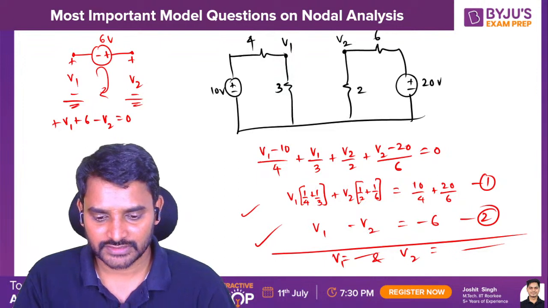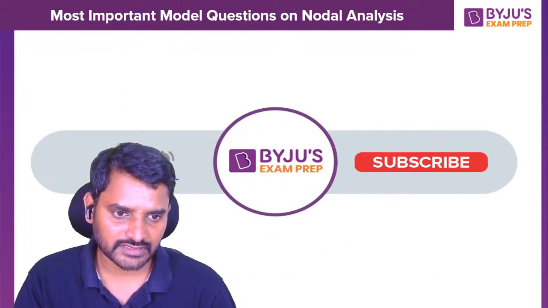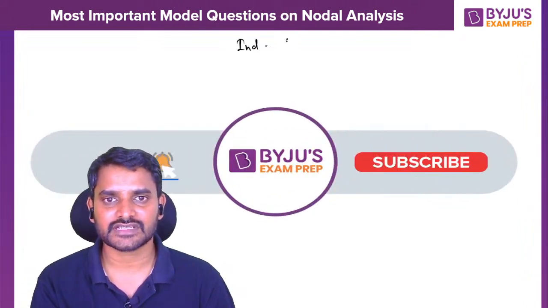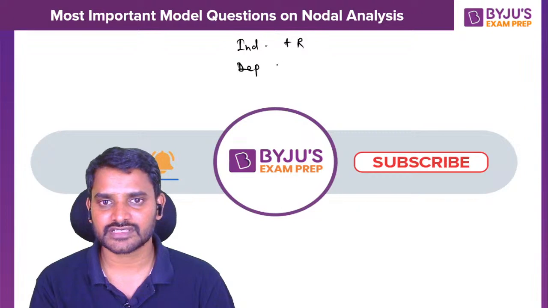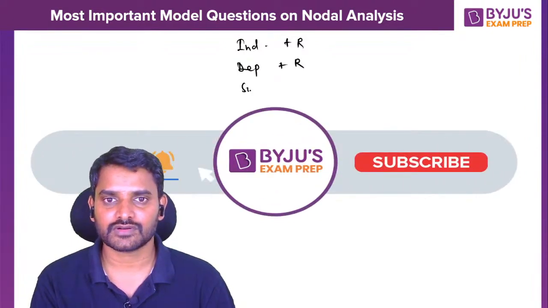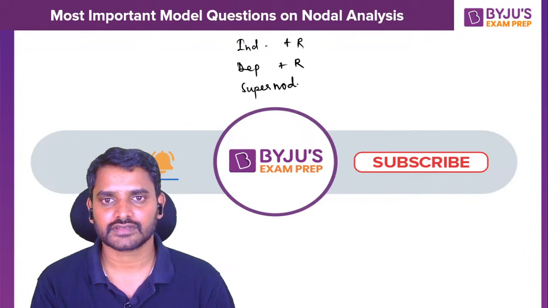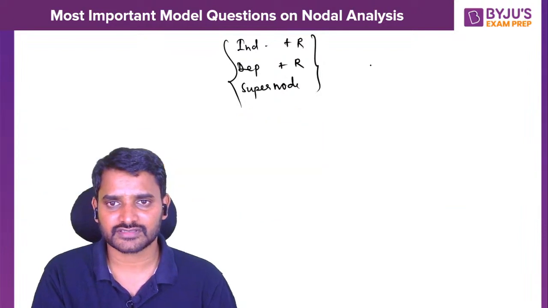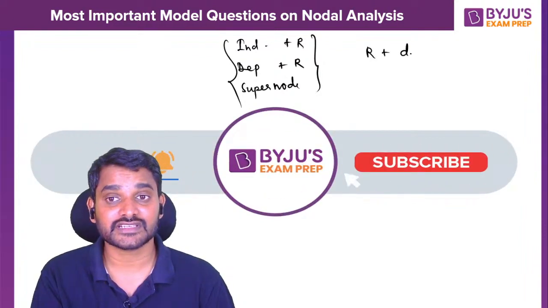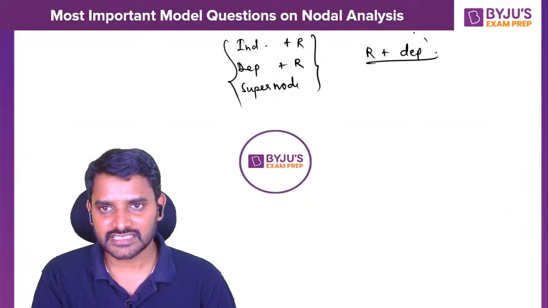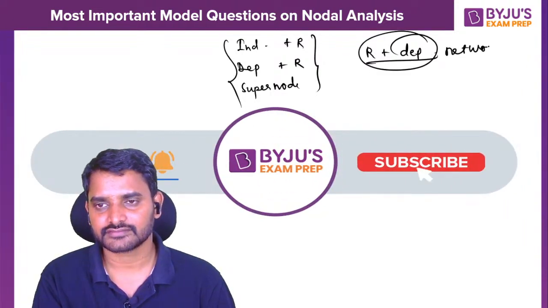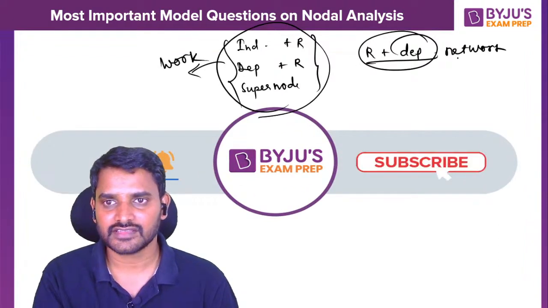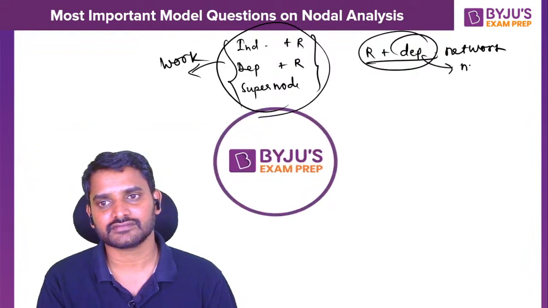Okay. Right. So that's it for today's session. So these are the models: you'll be having independent sources plus resistors, dependent sources plus resistors, and then supernode. There can be one more question also: resistors and independent sources, and resistors plus dependent sources. It is not at all a network. These kinds of networks will perform some work. This will never perform any work.